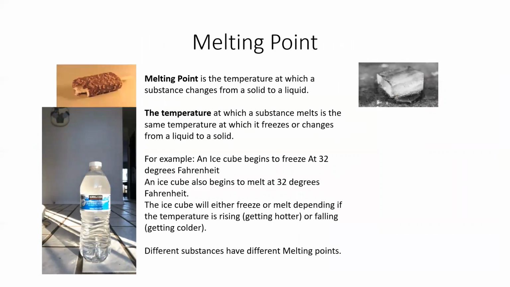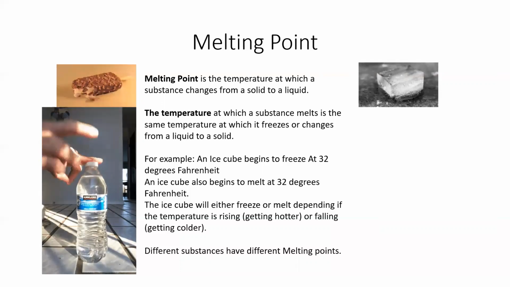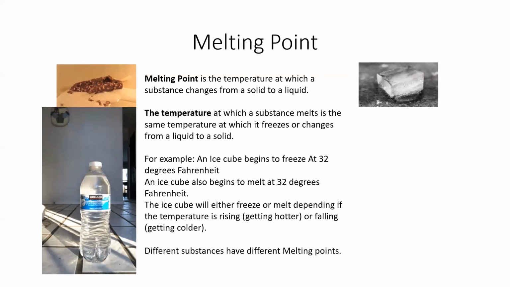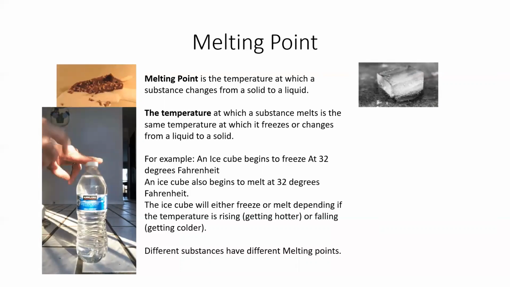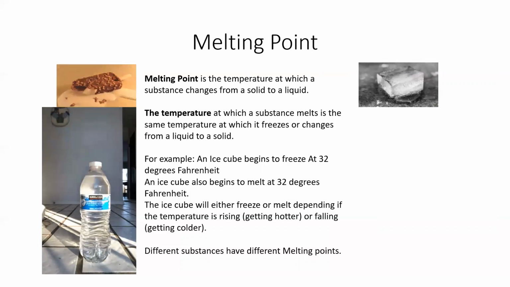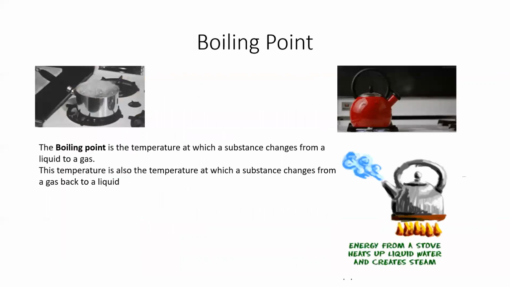The temperature at which a substance melts is the same temperature at which it freezes, or changes from a liquid to a solid. For example, an ice cube begins to freeze at 32 degrees Fahrenheit. An ice cube also begins to melt at 32 degrees Fahrenheit. The ice cube will either freeze or melt depending if the temperature is rising, getting hotter, or falling, getting colder. Different substances have different melting points.